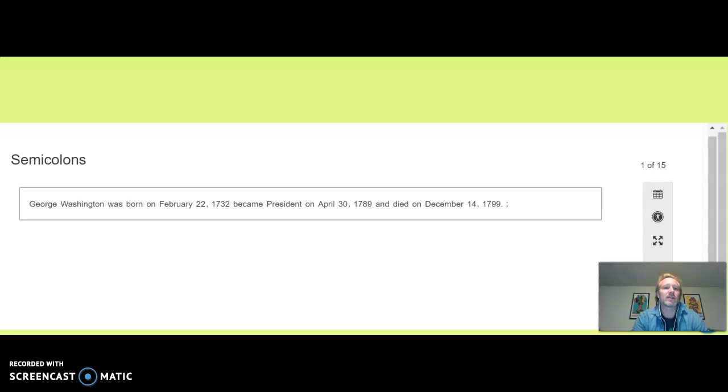When you go to Schoology and take your semicolon practice, it's going to be just like commas in that rather than have drop-down menus, you're going to highlight the word or words where a semicolon would follow. I'll do this first one for you. George Washington was born on February 22nd, 1732, became president on April 30th, 1789, and died on December 14th, 1799. Clearly we have a list here, and that list already has commas after the 22nd, the 30th, and the 14th. So because we have this list, we're going to put semicolons after 1732 and after 1789. And then you can see those things are together.